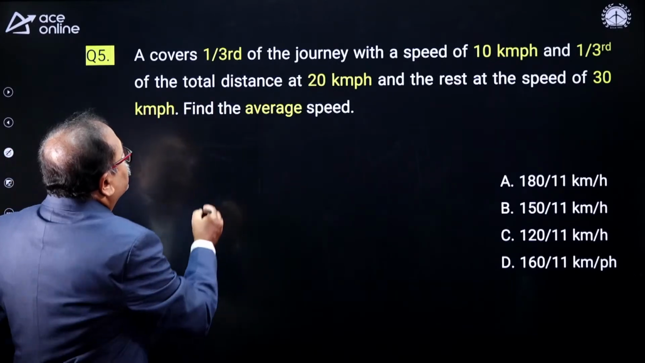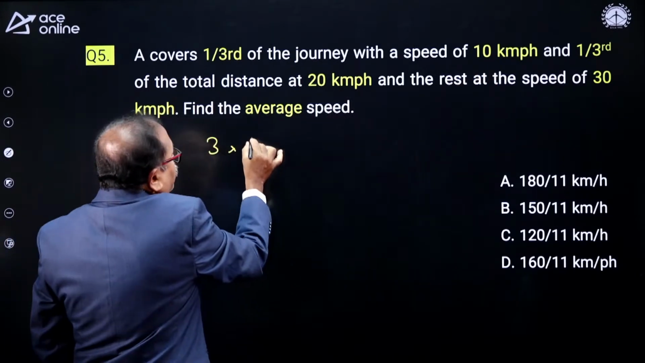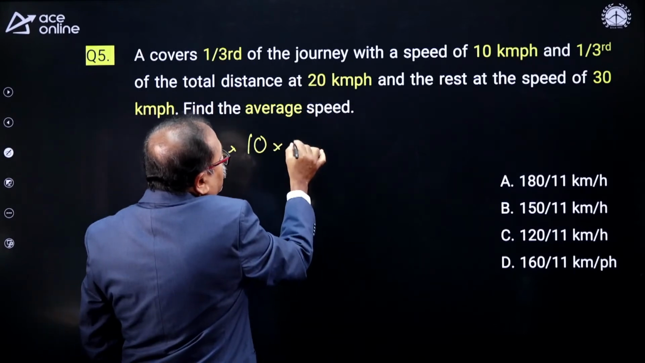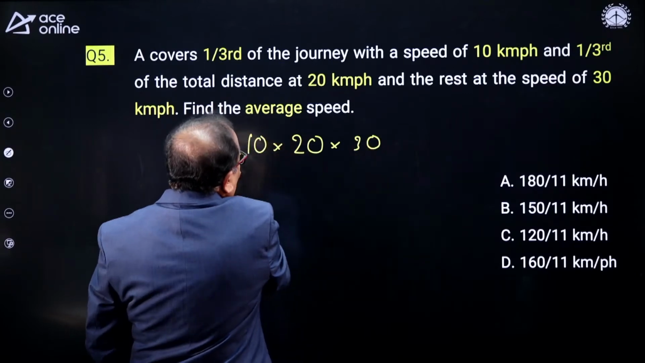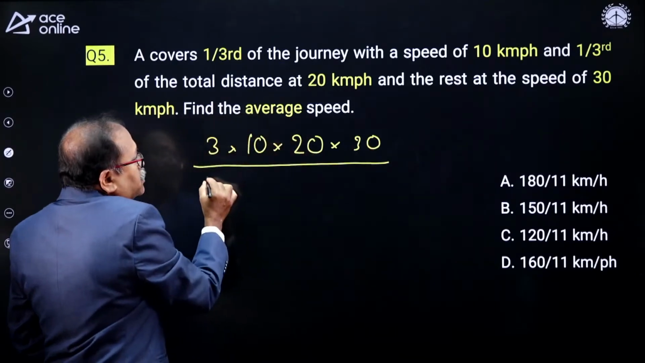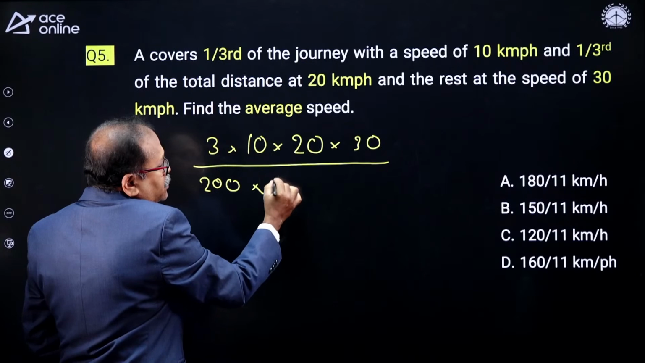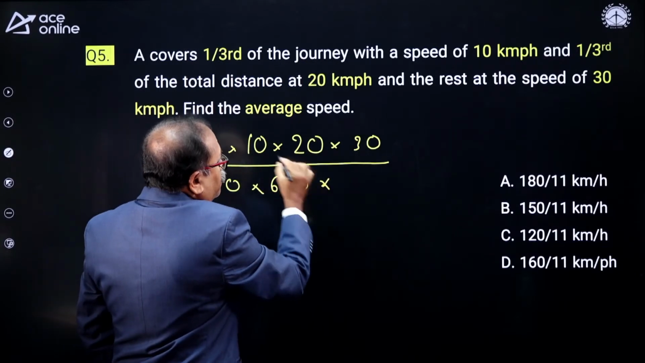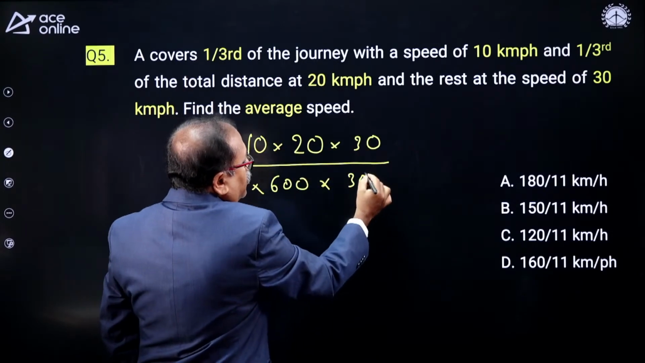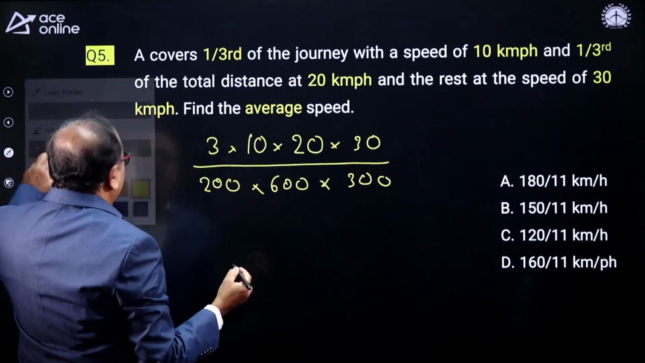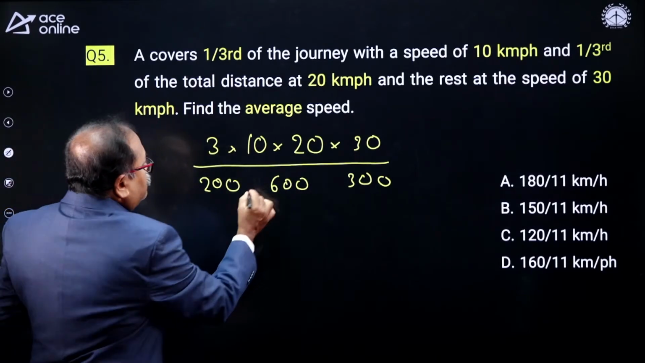Answer the question here. That is 3 into the first speed 10, the next 1/3 at 20 km per hour, and the last 1/3 at 30 km per hour, by 10 into 20, that is 200, plus 20 into 30, which is 600, plus 10 into 30, that comes 300. It is not into, this is plus. Please remember that, this is plus.